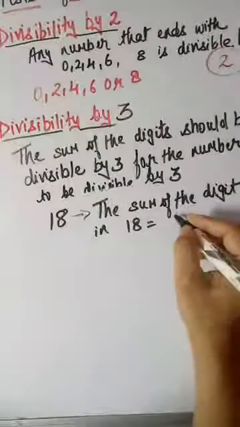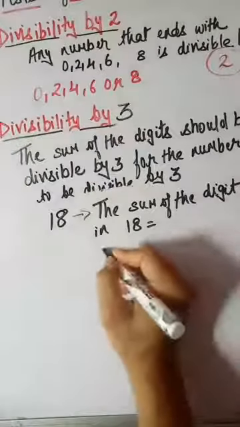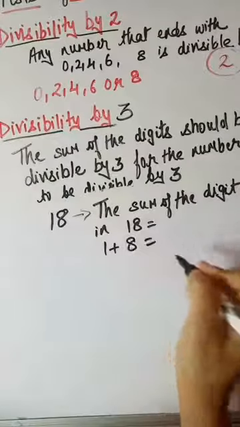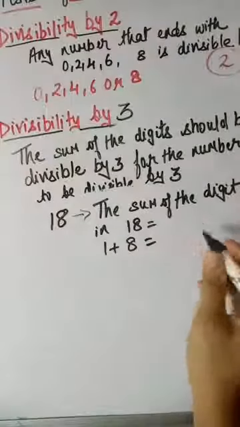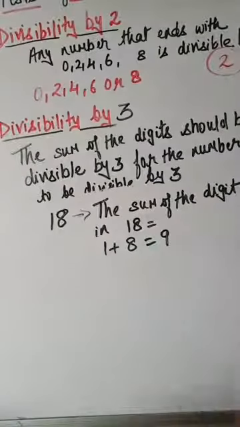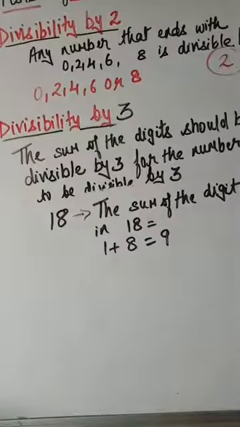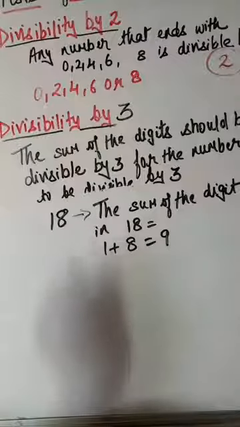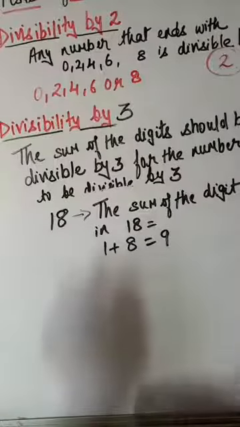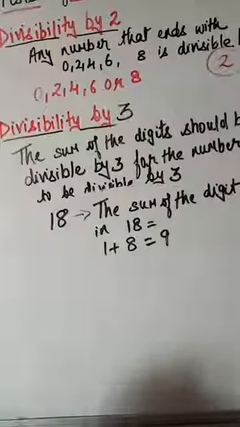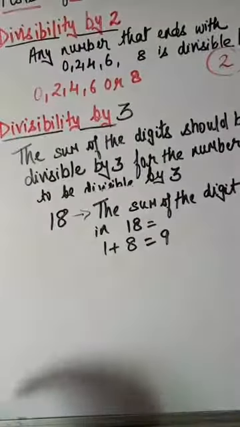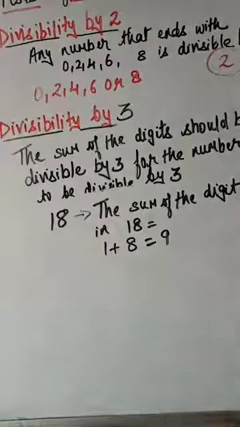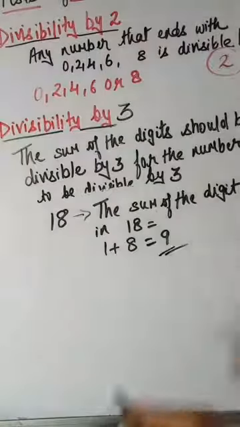Yes, very good. 1 plus 8 is how much? Yes, 9. So 1 plus 8 is equal to 9. That means it is divisible by 3. In the multiples of 3, 3 ones are 3, 3 twos are 6, 3 threes are 9. So it is divisible by 3.